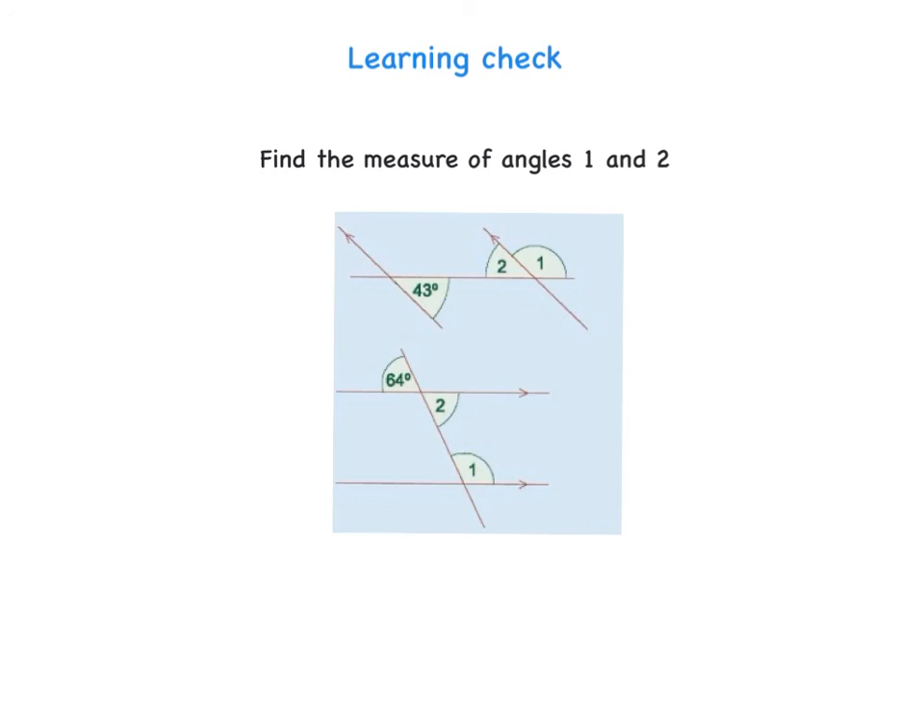So for homework, try to do learning check. So find the measure of angles 1 and 2. Okay, so it should be easy. If you know this one, you know this one as well. You can find this one. You can use another property in here. So first of all, make sure you know all three types of the angles. You know where to find them, how to find them, and then it's really, really easy to get the measurements.